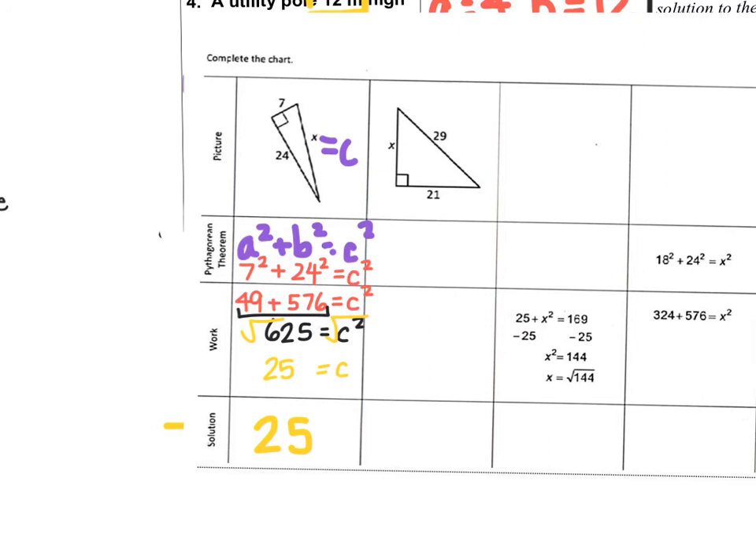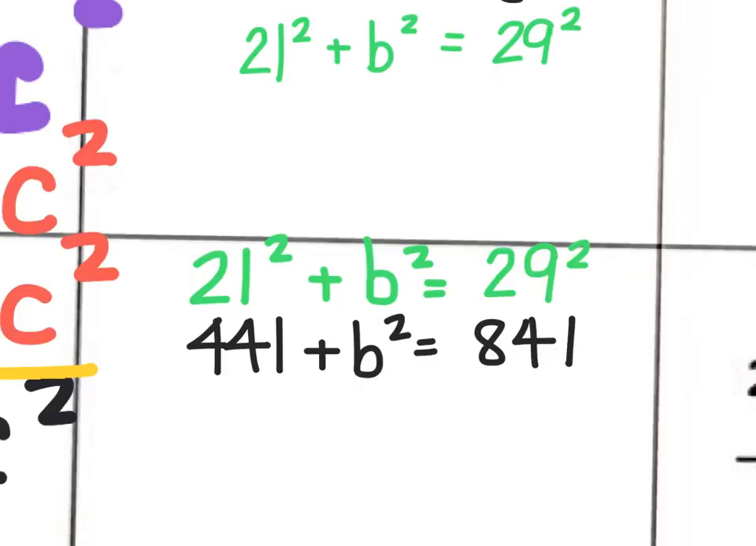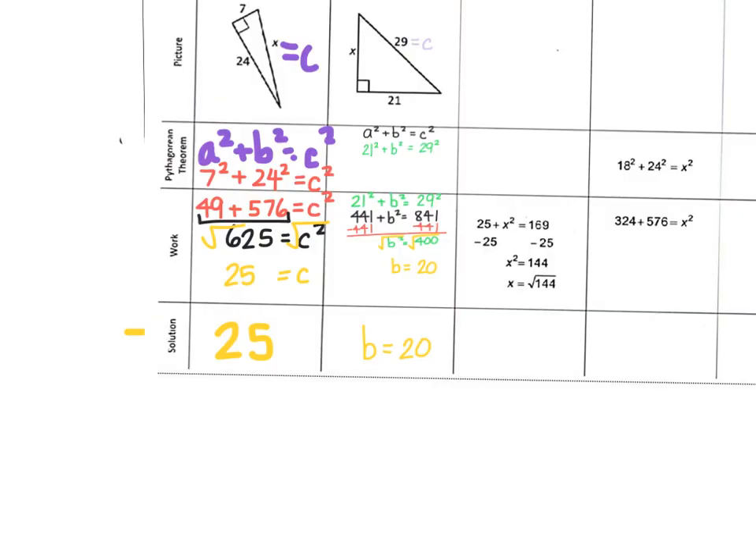So that was a triple. It's 7, 24, 25. Please pause the video and try the next column on your own. Take a moment and make sure that you substituted your sides correctly. Check your final answer, and now let's go on to column 2.